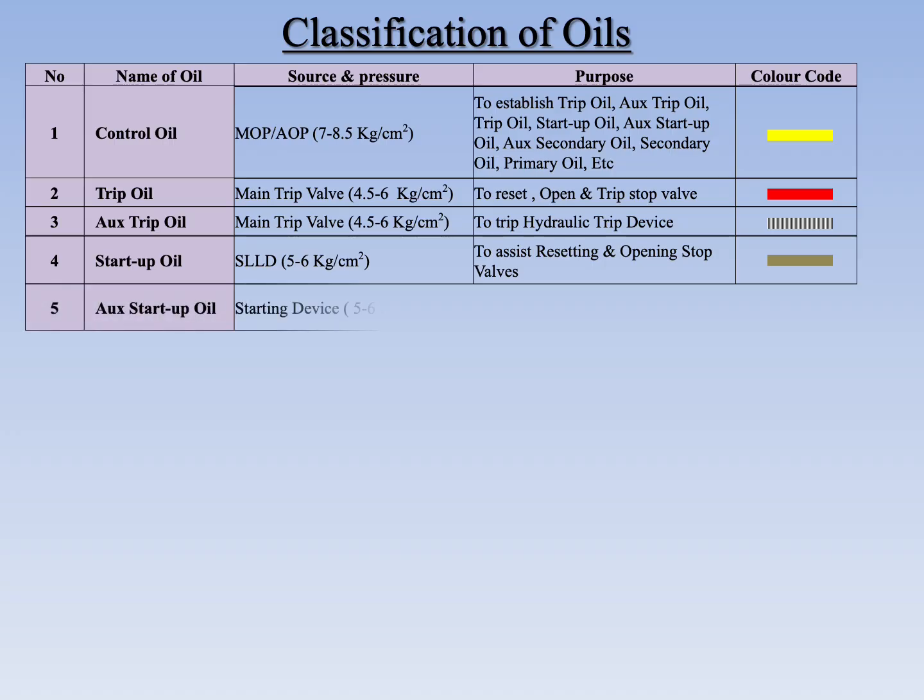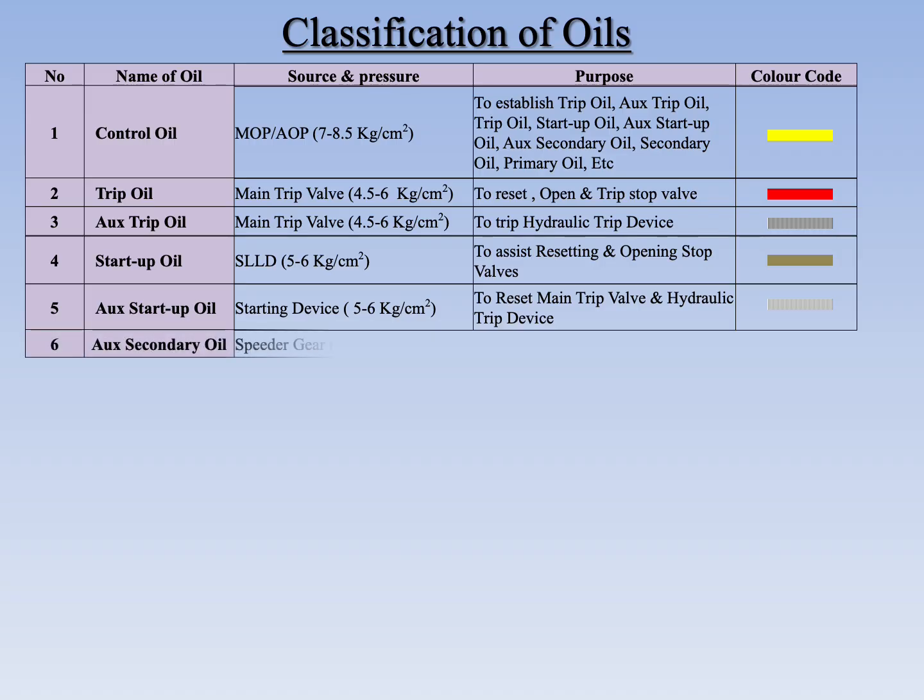5. Auxiliary startup oil. Source is starting and load limiting device, SLLD. Pressure is 5 to 6 kg/cm2. Purpose is to reset the main trip valve and hydraulic trip device. Color code is striped brown.